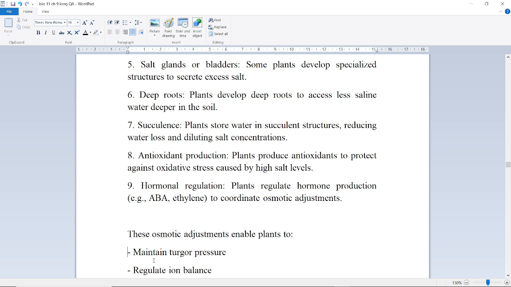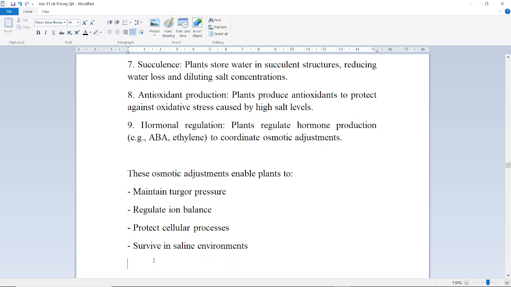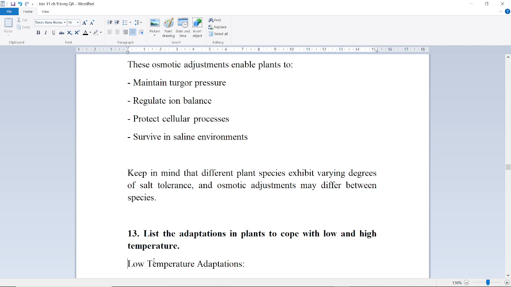Hormonal regulation: plants regulate hormone production, for example abscisic acid and ethylene, to coordinate osmotic adjustments. These osmotic adjustments enable plants to maintain turgor pressure, regulate ion balance, protect cellular processes, and survive in saline environments. Keep in mind that different plant species exhibit varying degrees of salt tolerance, and osmotic adjustments may differ between species.